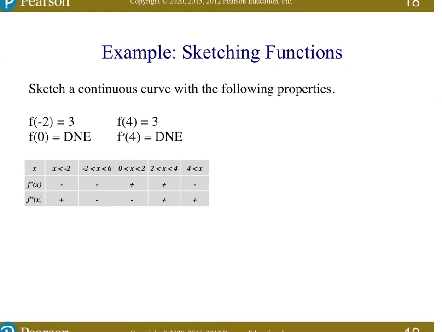All right, here's another one. Okay, I gave you a couple of points you have to go through this time. I gave you the point (-2, 3), and I gave you the point (5, 4). So those are two specific points that we want to go through. And then we have several intervals we want to do.